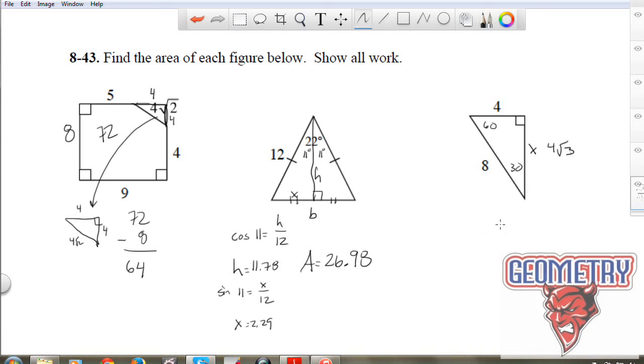root 3. So the area is 1/2 of the base times height, so 1/2 of 4 times 4 root 3. Half of 4 is 2, and 2 times 4 root 3 is 8 root 3 for the area of that triangle.